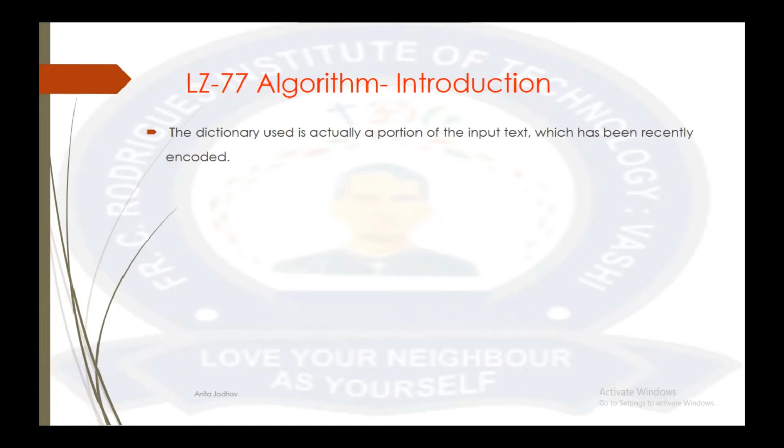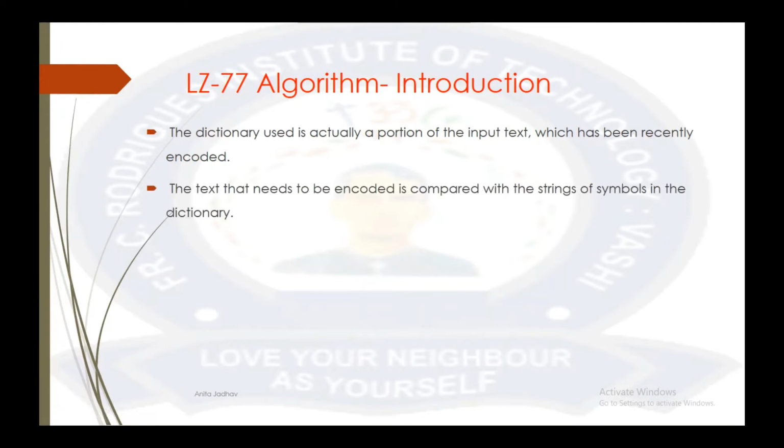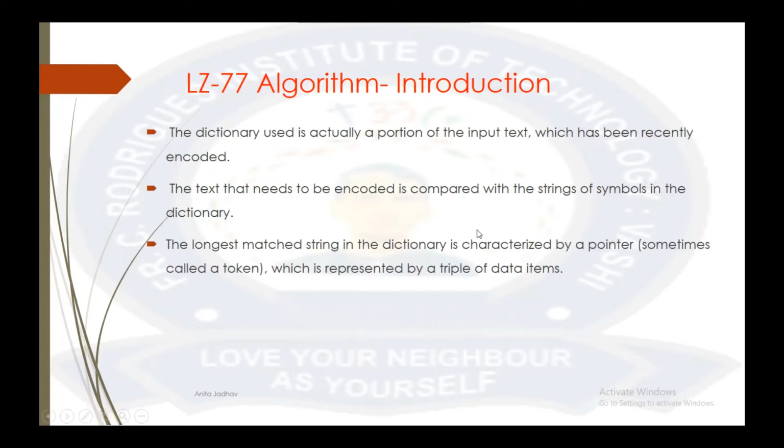So what is LZ77, and how does the algorithm work? In LZ77, the dictionary used is actually a portion of your input text which has been recently coded. Here you have to assume that some part which you have taken has already been coded. We will see what it means. The text that needs to be encoded, that is the next input part, is compared with the strings of symbols in the dictionary, as we do in dictionary coding. Whatever input data I have, I will compare with the dictionary which is there with me. If it is there in the dictionary, I will put the index of that entry as output.